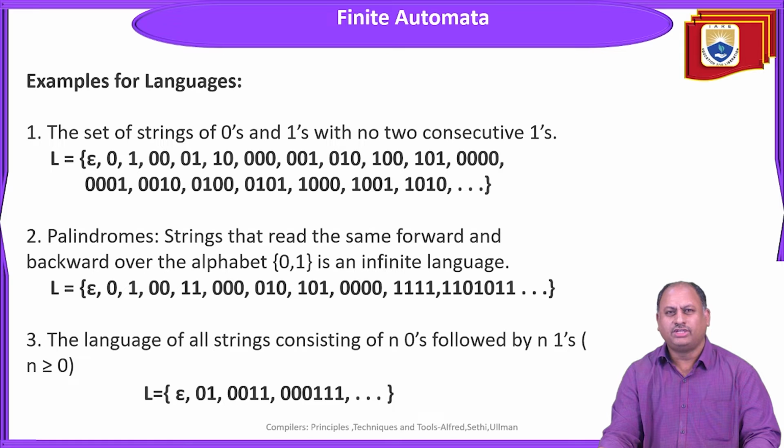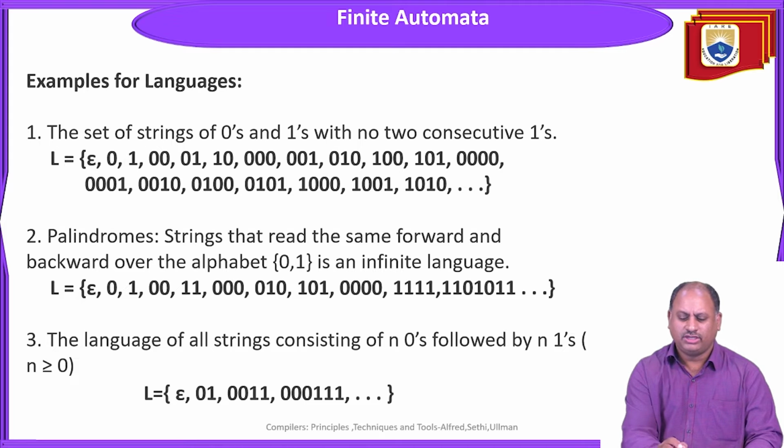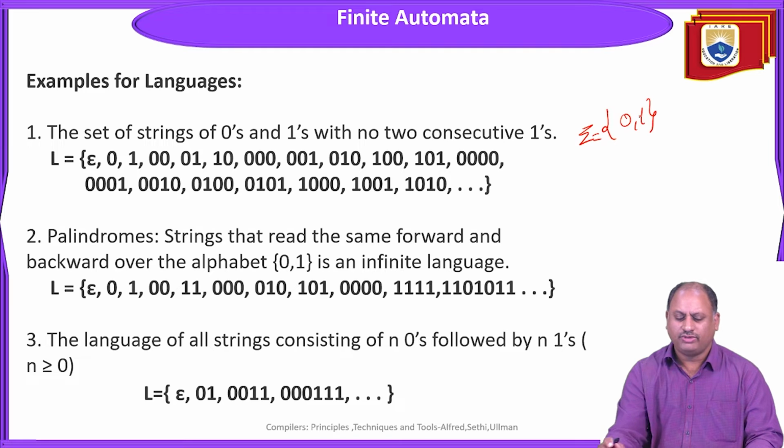So we already know that a language is nothing but a set of strings which are formed from a given alphabet. For example, the language L is defined over the alphabet sigma equals 0, 1. And what strings are defined in this language? Based on the constraint, it is given as the set of strings of zeros and ones with no two consecutive ones.